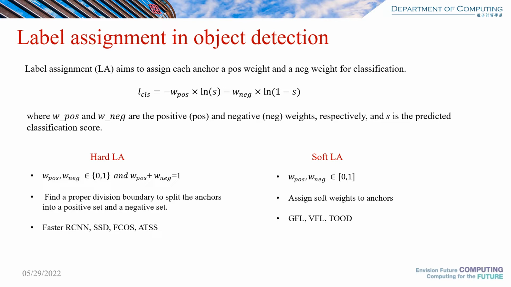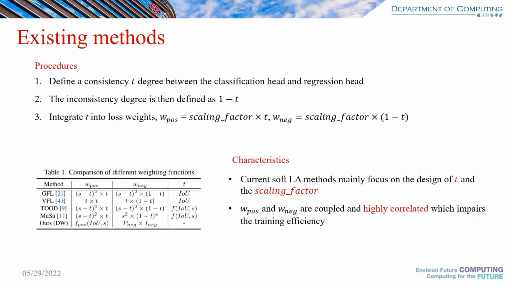The core idea of hard LA is to find a proper division boundary to split the anchors into a positive set and a negative set. Typical measures are Fast R-CNN, SSD, FCOS, and ATSS. In soft LA, positive and negative weights are continuous values ranging from 0 to 1. Our work focused on soft LA.